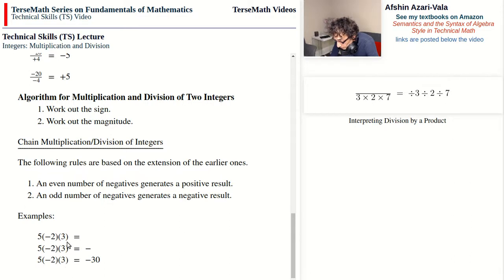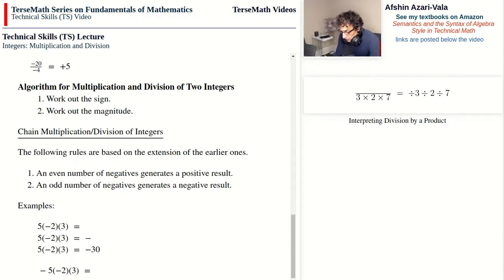First you count the number of negatives. There is only 1. That's odd, so the answer will be negative. Now ignore all the negatives and multiply 5 by 2 by 3 to get 30. Here's another one.